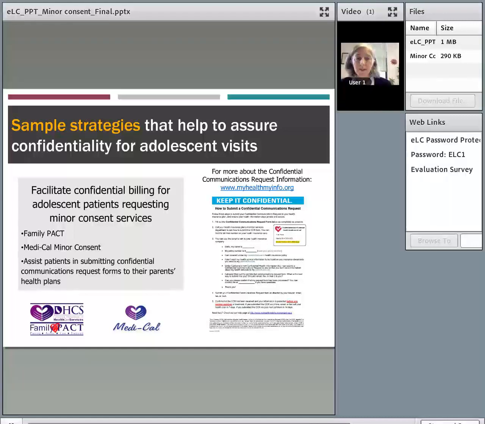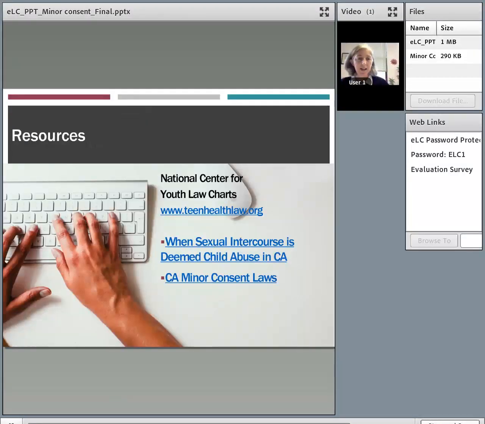You can find out more about that on the website myhealthmyinfo.org.